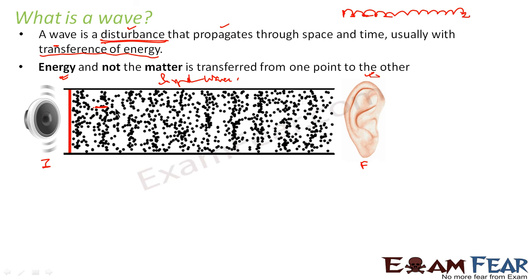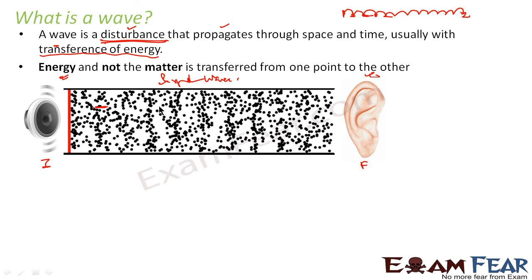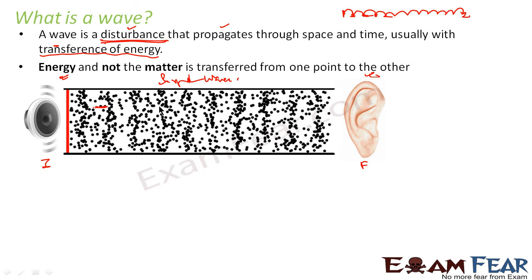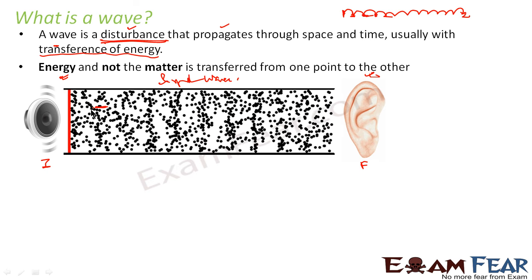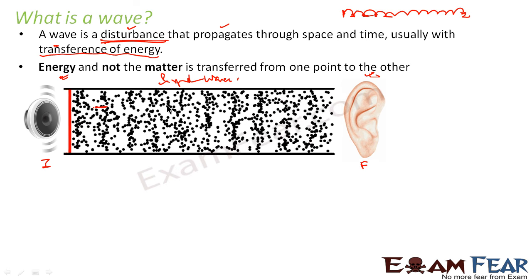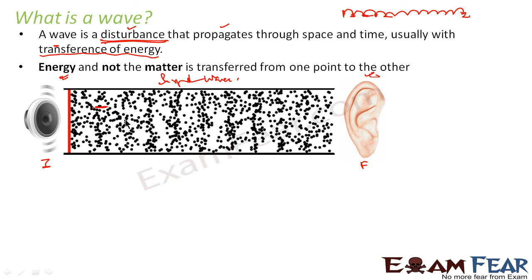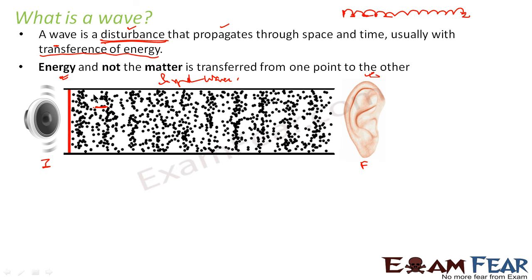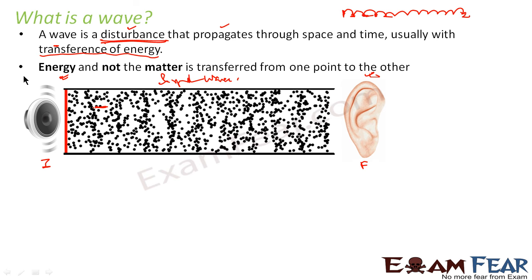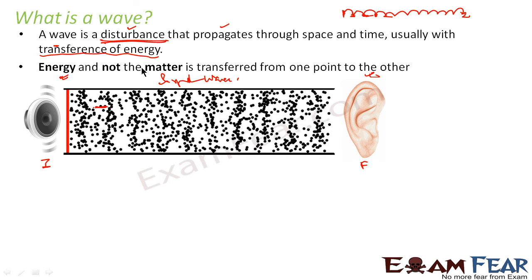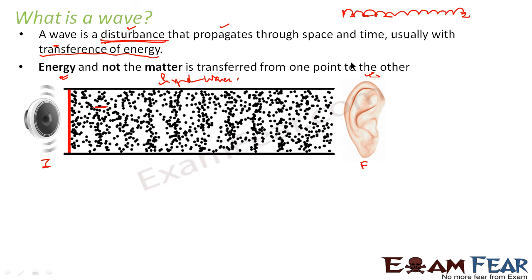So what is a disturbance? A disturbance is something which causes this propagation, which initiates this movement. So this movement is initiated by a disturbance. And then this disturbance gets propagated. That is, it is transferred from one point to another through space and time. That means as time increases, the movement in space also increases with transference of energy. And the next important point is, energy and not the matter is transferred from one point to another. Please remember this very carefully.